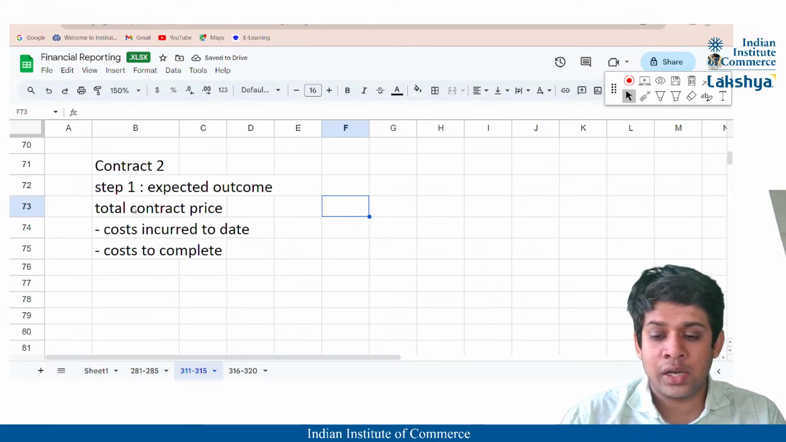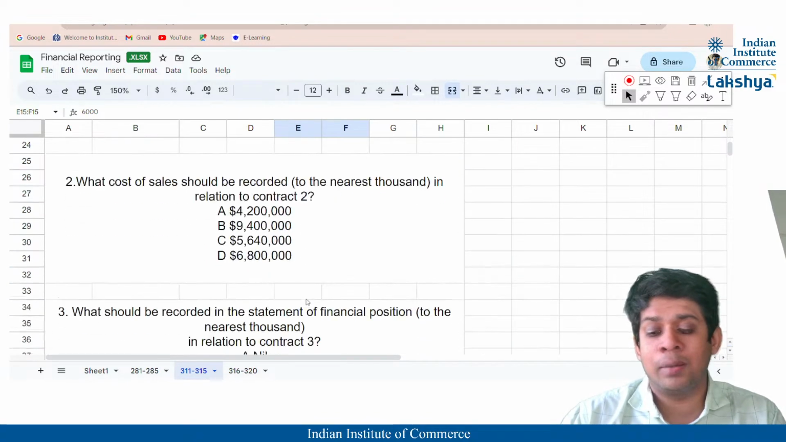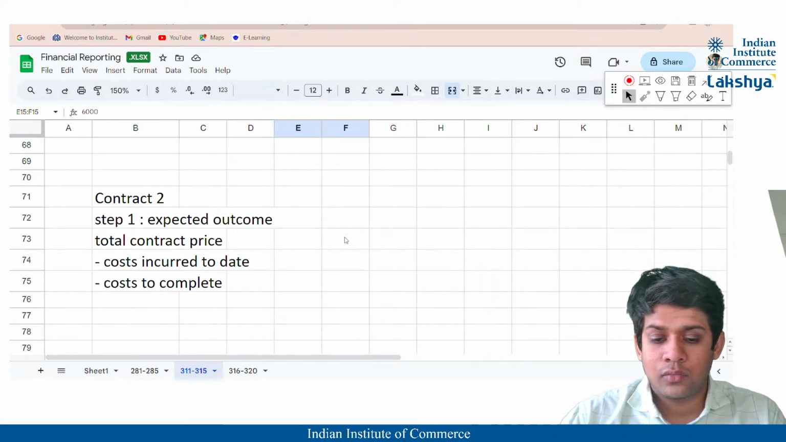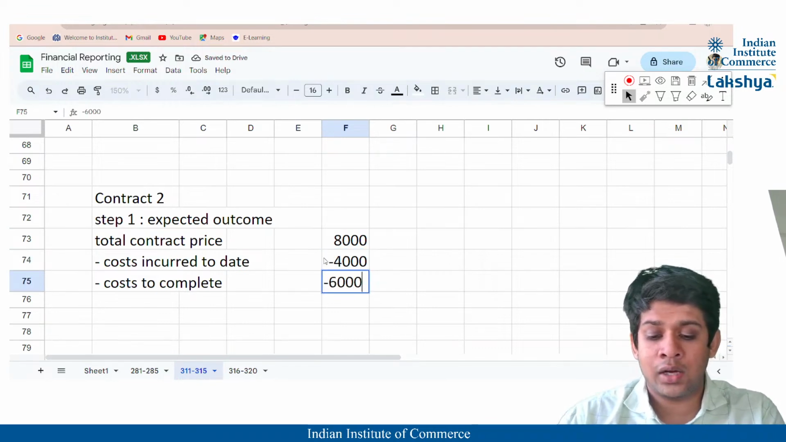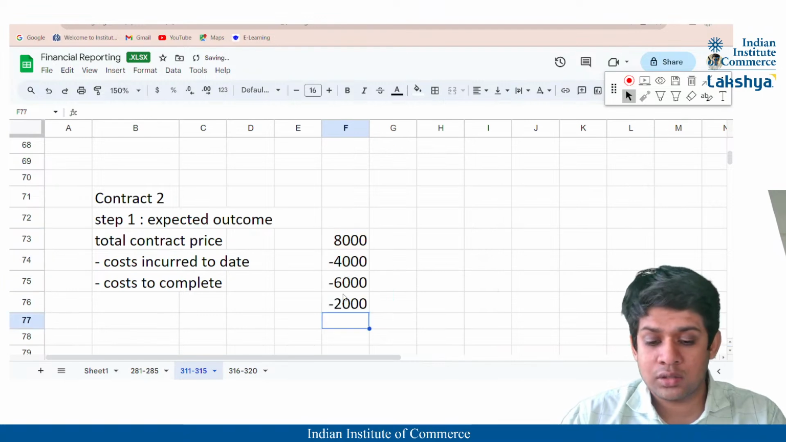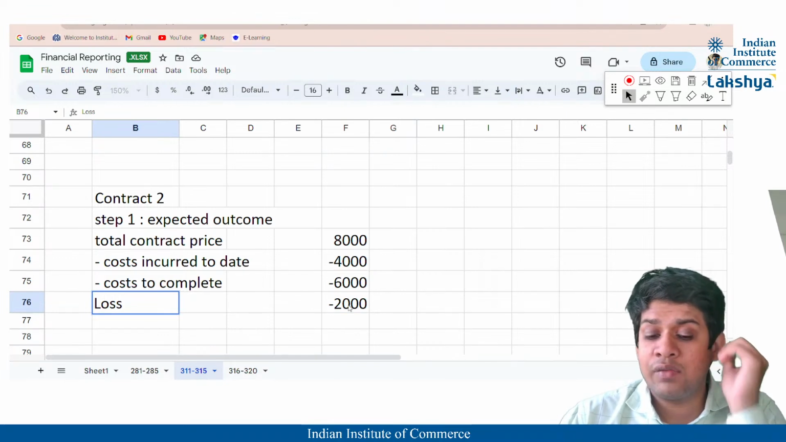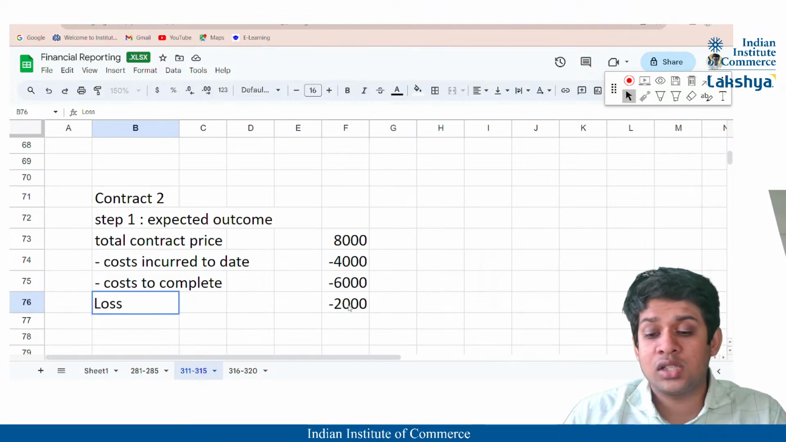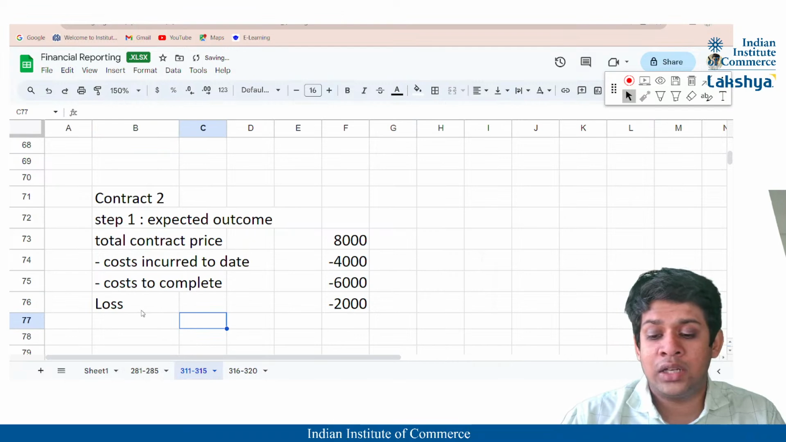What are all these amounts? Let us look at them. The total contract price is, you can see here, 8,000. 4,000 has been incurred to date, and 6,000 will be required to complete the project. That means you can clearly see here that the outcome is a loss, right? Expected outcome is a loss of 2,000. So wherever we identify that the expected outcome is a loss, we will directly recognize the whole loss within the P&L, right? We do not need to calculate the step 2.